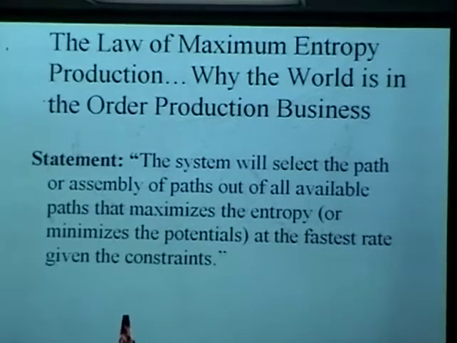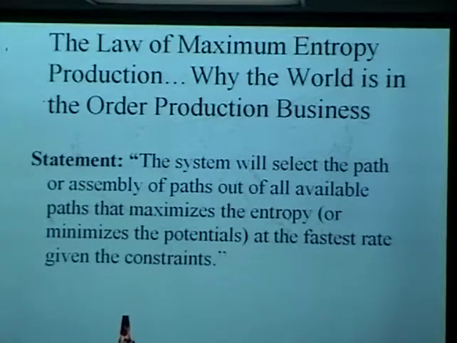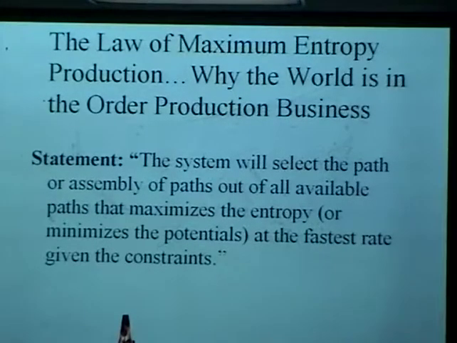Why is our world in the order production business? The statement of the law says this: a system will select the path or assembly of paths, out of all available paths, that maximizes the entropy at the fastest rate possible given the set of constraints that are imposed upon it.